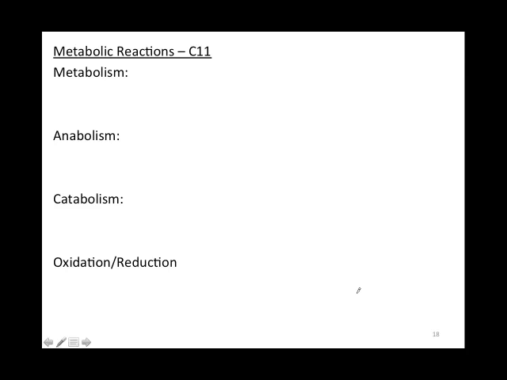All right, learning outcome C11, metabolic reactions. I mentioned this briefly in another video. I mentioned the word metabolism. Metabolism is defined as all the chemical reactions that are occurring in the body. What we'll find is that there are decomposition reactions occurring, there's synthesis reactions occurring, and there's exchange reactions occurring in the body all at the same time. And so that's what metabolism is. It's all these, regardless of if we're building something or breaking something down.